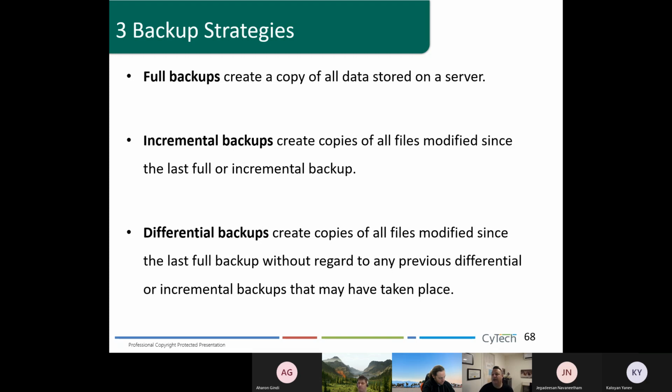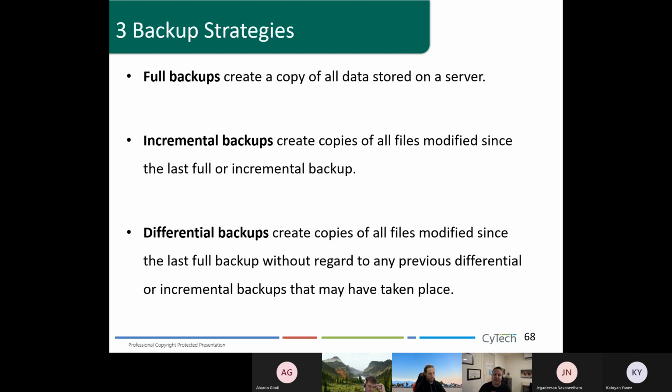That's full backup. Incremental backups and differential backups are a bit tricky. So one of them is quick to execute, slow to recover, and the other one is quite opposite. Slow to execute, quick to recover, right? So let's look at them both. Incremental backups create copies of all files modified since the last full or incremental backup. So since last touched by any backup, okay, the incremental backup will create a copy of those files, okay?